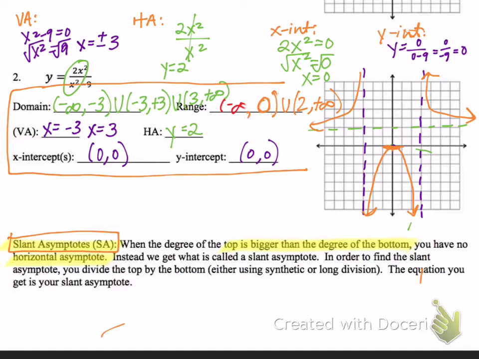And in order to find those, you divide the top by the bottom using synthetic or long division. We're only going to do synthetic division in this class. We're not going to do long division. And the equation that you get is your slant asymptote.